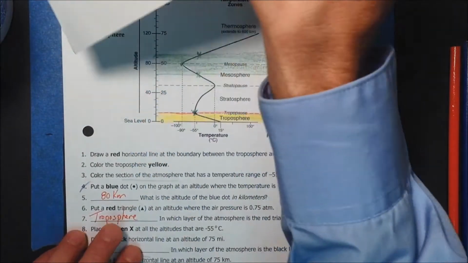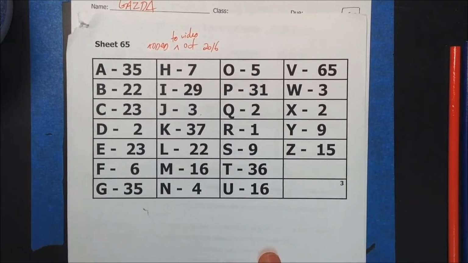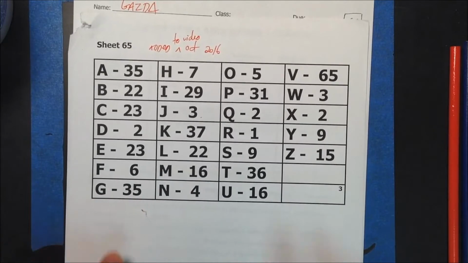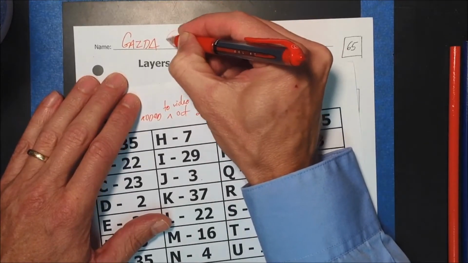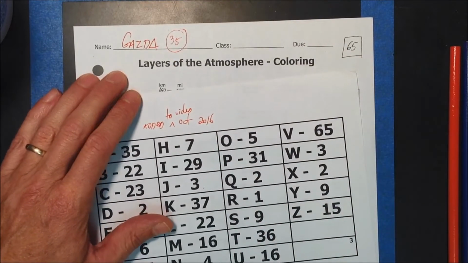Okay. Please find the letter of your last name. The number matches the last name. So, for instance, I'm G, 35, and then go and write that right next to your name right now, 35. Please do that now.